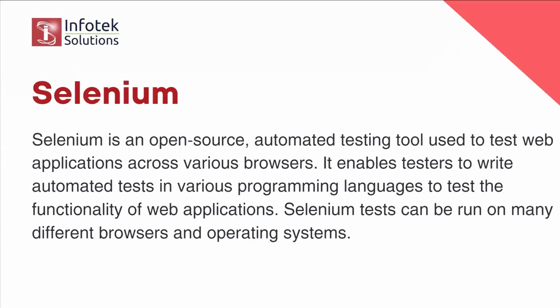Now, I said I'll talk about Selenium, Appium, and Postman so that you can understand which testing tools to go for. The first one is Selenium. Basically, it's an open source automated testing tool used to test web applications across various browsers. That's the important point. Selenium is used to test website applications, that means web pages. It enables testers to write automated tests in various programming languages to test the functionalities of a web application. Selenium tests can be run on many different browsers and operating systems. So Selenium is a testing tool that's used to test websites.